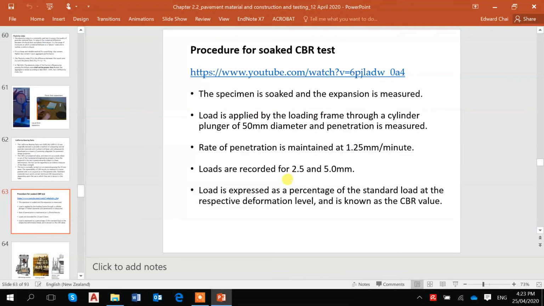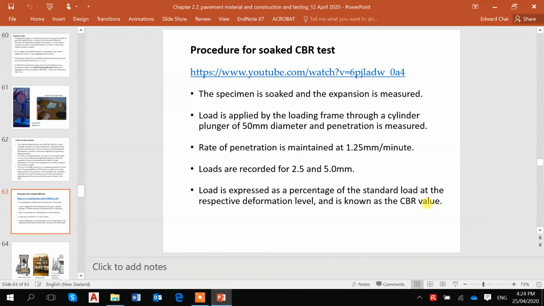We record a range of loading so that later on we can plot the graph, and then we need to find the loads at 2.5 mm and 5 mm penetration. We need to see the corresponding loading for these two deformations. The load is expressed as a percentage of the standard load, so it is known as the standard load at the respective deformation level.